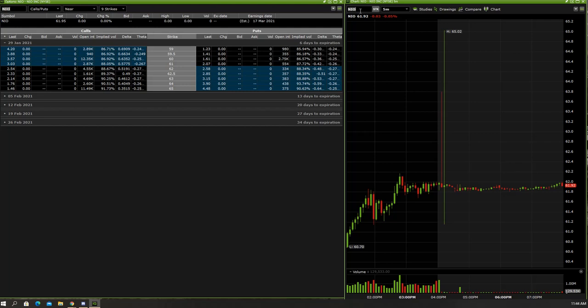A leap contract is a year-out expiration by definition. When I talk about a leap, I'm usually talking about January of the next year. Even if it's 6 months out, a leap to me is going to be that January expiration contract. So let's take a look at a couple examples here.